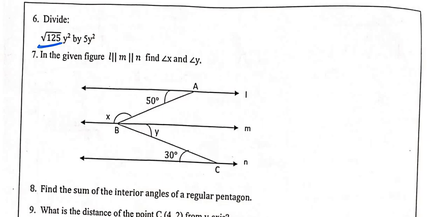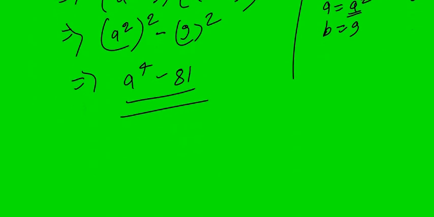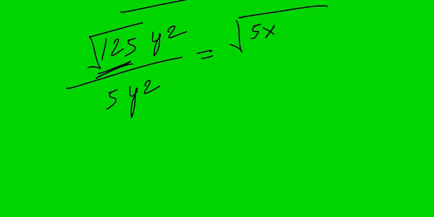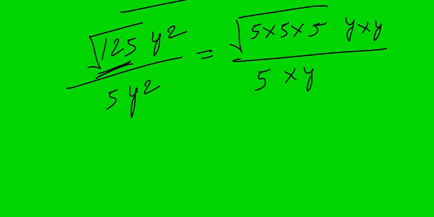Basically we are having 125y square. Here I am writing the question. The question is given: 125y square and we have to divide it by 5y square. So what we will do, first of all you have to see, we can write 125 as 5 into 5 into 5, and y square we can write y into y. Here we can write 5 into y into y. So I think this is a very simple form.